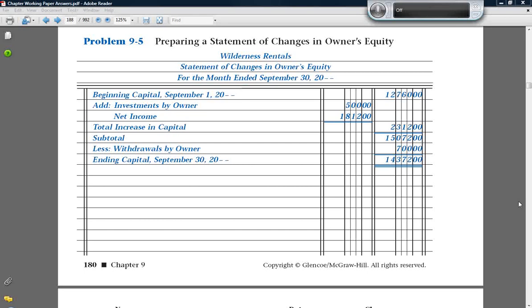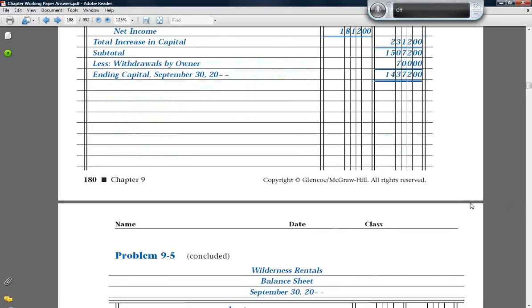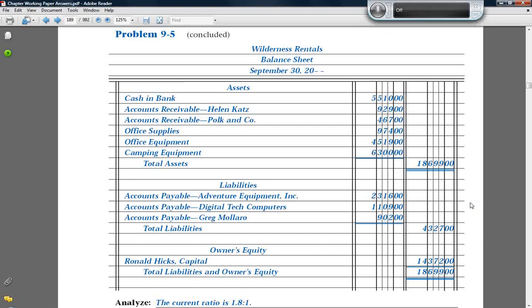So for our classroom purposes, when we add and subtract, we're only going to have investment by owner, withdrawal by owner, and either net income or net loss. So either the addition or the subtraction is only going to be one number, and they'll be in the second column. Now, that number, 14,372, is very important when we go to the balance sheet. Nothing changes in the balance sheet but our owner's equity from the income statement.